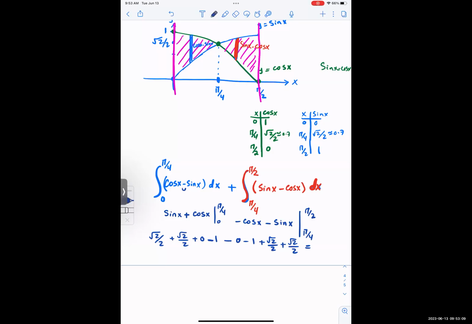So doing the math, combining negatives, it's negative 2. Combining radical 2 over 2 and radical 2 over 2 four times, it's 2 root 2. So basically your answer should be positive root 2 over 2 and negative 2.